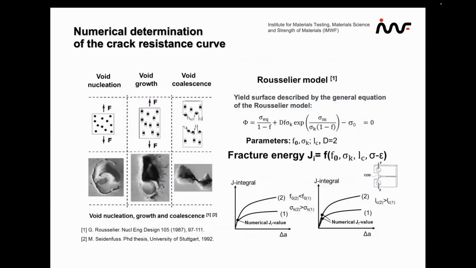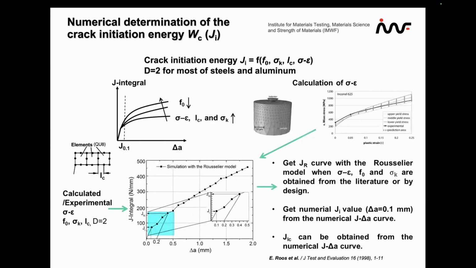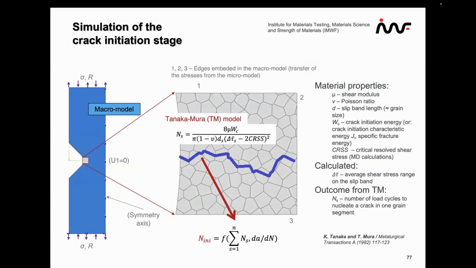The J integral values we got from Rousselier analysis, and from them we can derive critical crack initiation energies, JIC or JI, and they are also one input parameter for this Nakamura model, which we use for taking care of the small crack development. And if we can handle the small crack development here in the microstructure crack initiation phase, we have the number of cycles for the crack initiation phase.